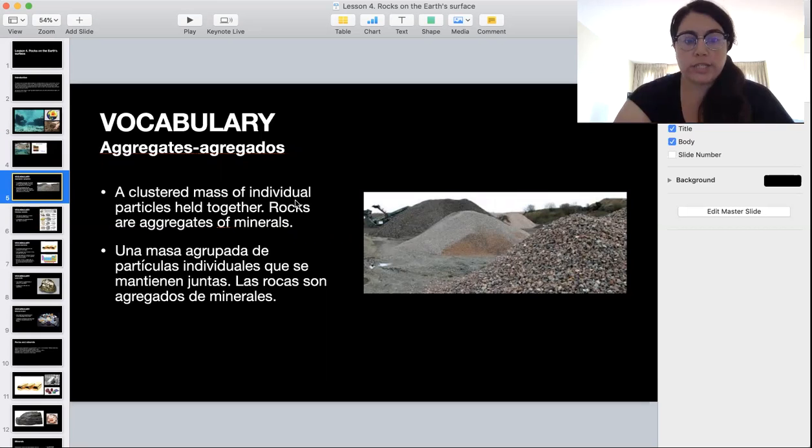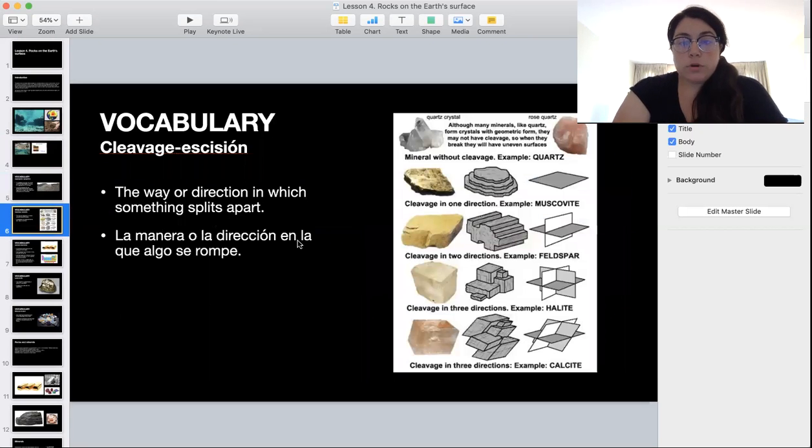So for the first word, it's aggregates, agregados. It means a clustered mass, a group of little different particles held together. Rocks are aggregates of minerals, meaning that rocks are groups of different minerals put together. Then we have the word cleavage. It's the way or direction in which something splits apart. It's how something breaks. And I have a picture here that shows that different minerals break in different ways, usually in really pretty and geometrical ways, but some minerals are the exception.